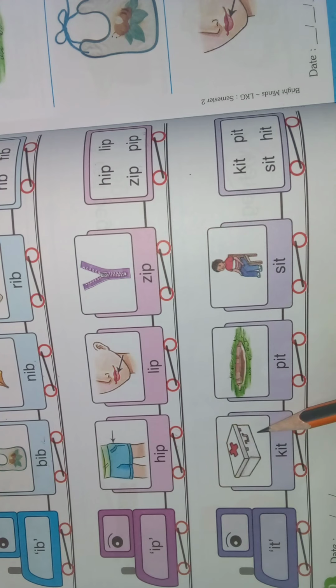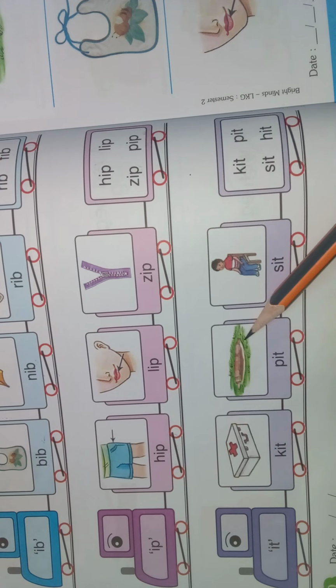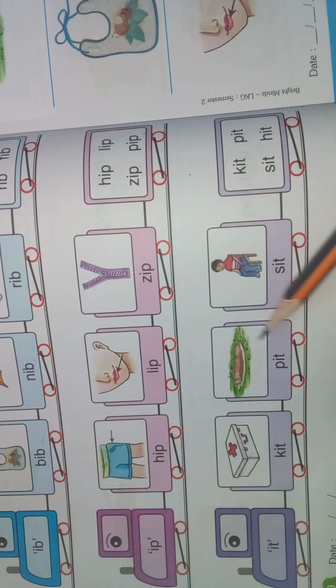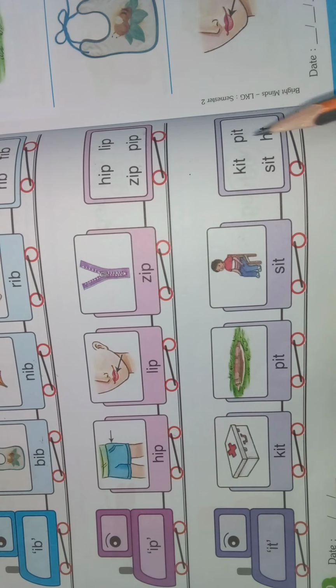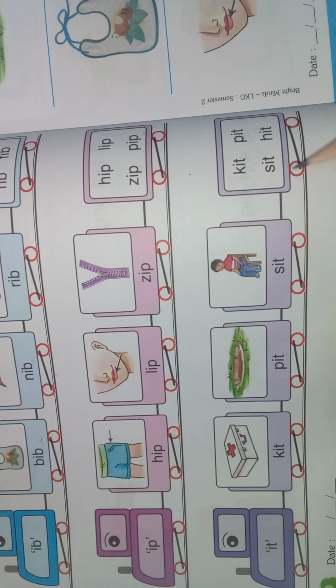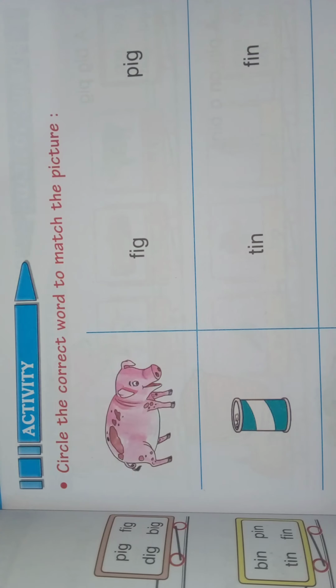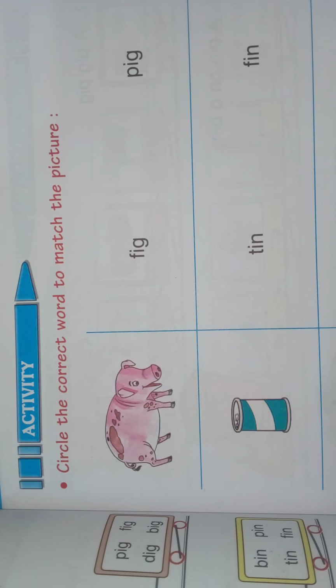Now next we'll see IT words. KIT, kit. PIT, pit. SIT, sit. KIT, kit. PIT, pit. SIT, sit. HIT, hit.